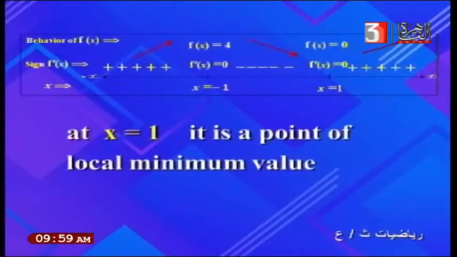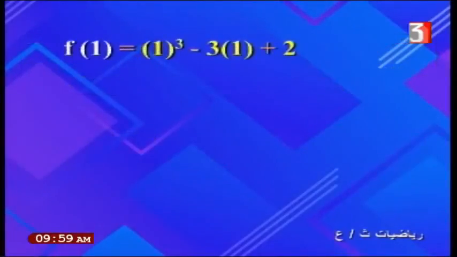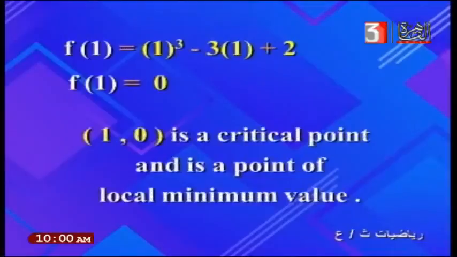And the function has, at x equals 1, a point of local minimum value. Then f of 1 equals 1 to the power 3 minus 3 times 1 plus 2, which equals 1 plus 2, 3 minus 3 equals 0. Then the point 1 and 0 is a critical point and is a point of local minimum value.